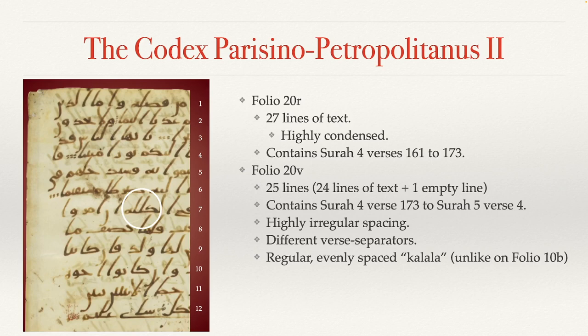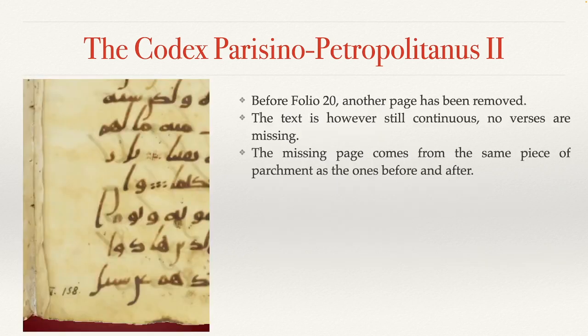We actually find the answer by turning back one page. Before folio 20, another page has been removed. The text is however still continuous and no verses are missing. The missing page comes from the same piece of parchment as the ones before and after. How do we know that?